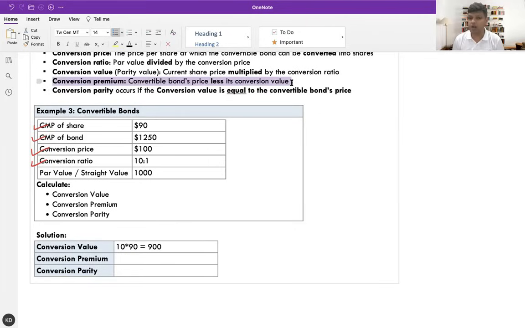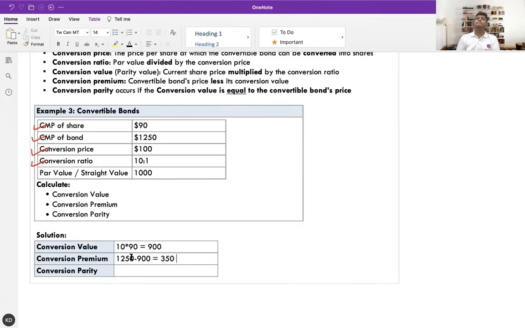Convertible bond's price less its conversion value. So right now, if you convert, how much will you get? 900. But to convert, you should have the convertible bond. What is the price of the convertible bond as of now? 1250. So against the conversion value of 900, I'm paying $350 extra, isn't it? Why? Because I feel the share price will increase so much that I will recover this premium.